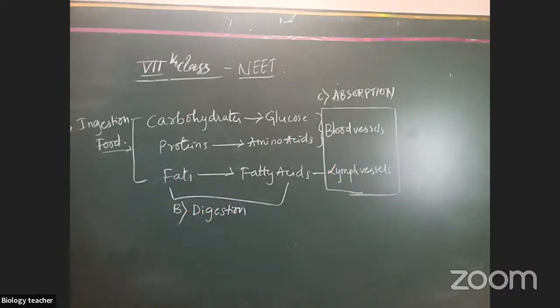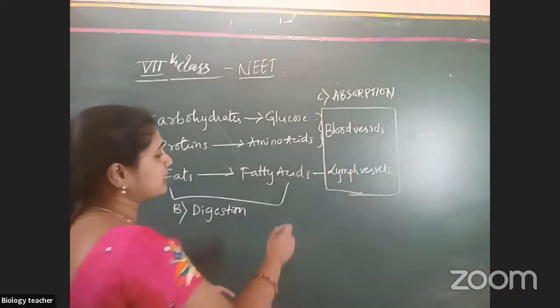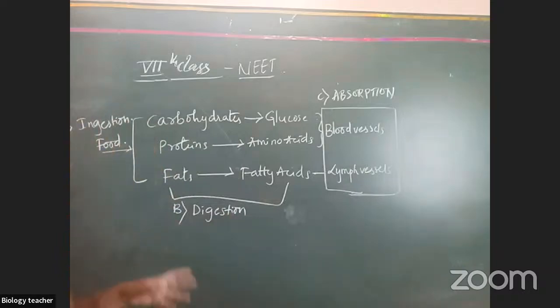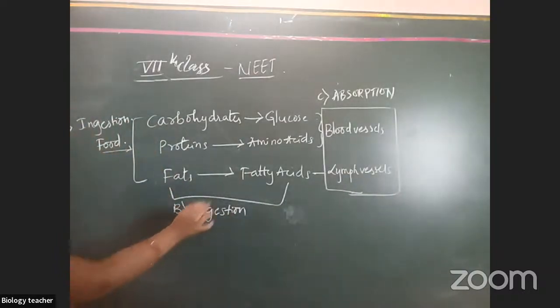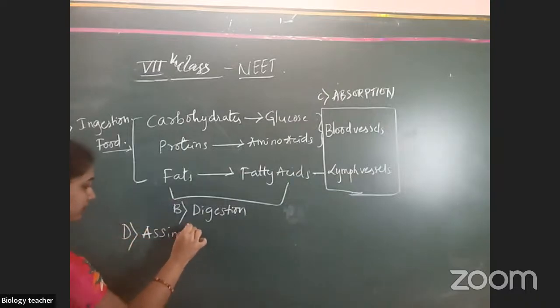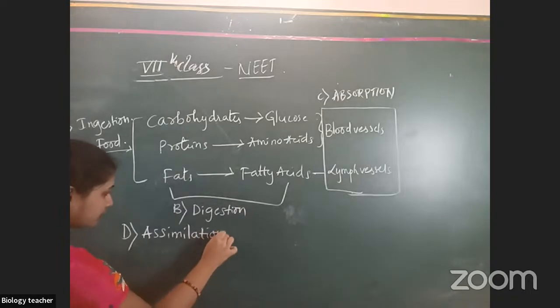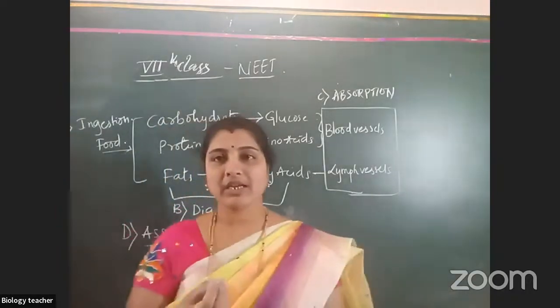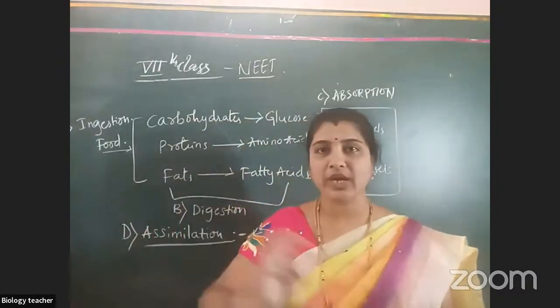Next point is assimilation. So after this, what is happening? The assimilation is happening. So here we write A, B, C. It was complete. So in B, assimilation. Whatever food we eat is converted into energy.